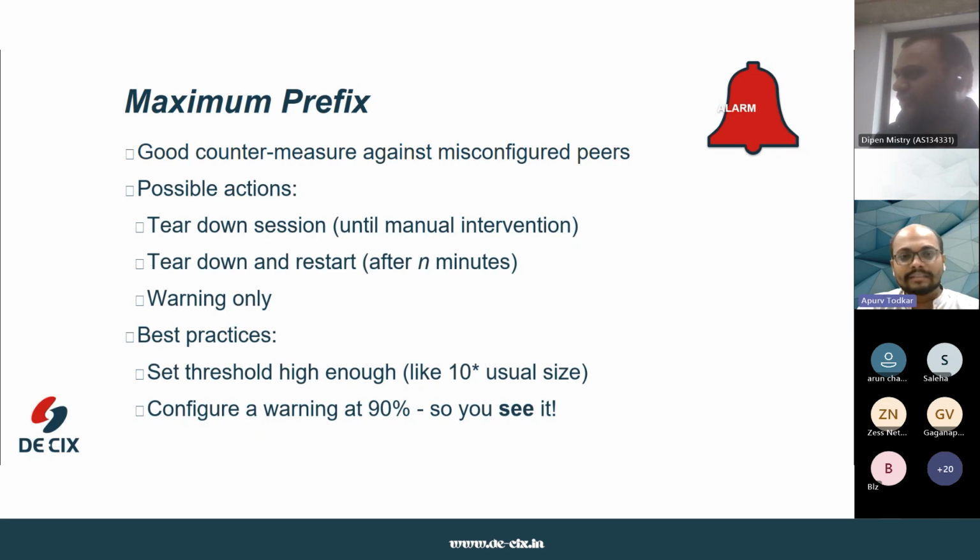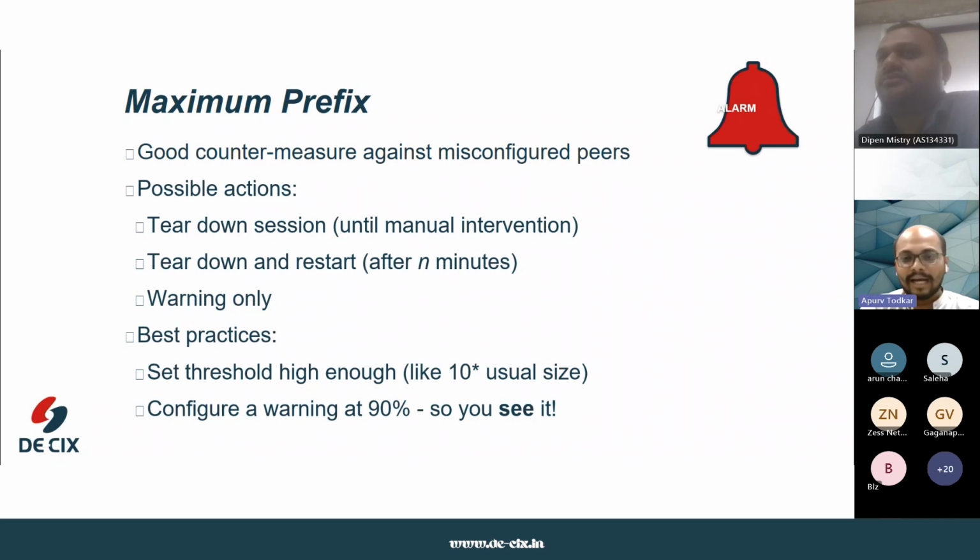Another option we have is a warning-only option. It just sends a warning without shutting down the BGP session. This works best if you have 24/7 NOC operations handling to address those immediate issues, and you can take action accordingly. For best practices, you can set the maximum threshold to a safe number like 10 times the normal prefixes that you receive.